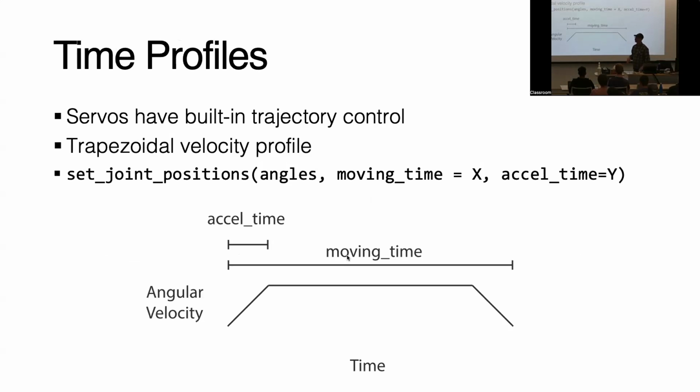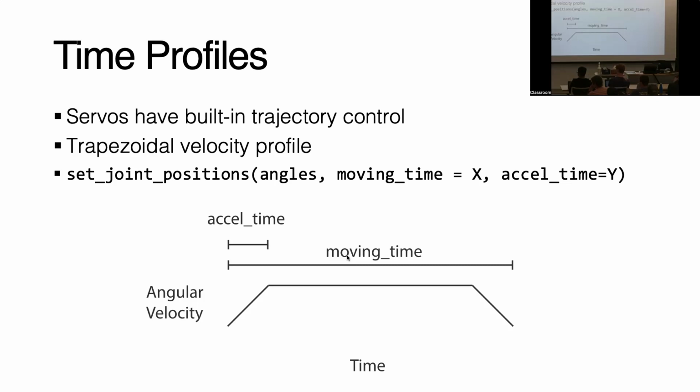Time profiles. Okay, one thing about the XS node is when you tell the joint to move, you don't just tell it what position to go to. You also set a moving time and an acceleration time. So if I want to go from 0 radians to pi radians on my joint, I need to tell it how long I want to take to move to that new angle. And I also need to tell it how long to spend accelerating and decelerating.